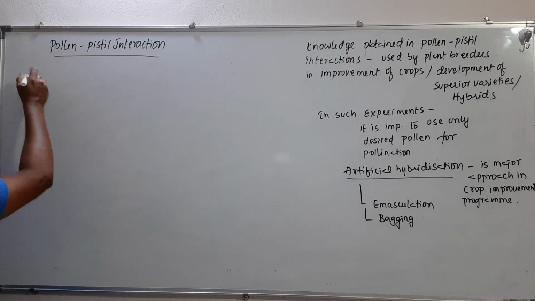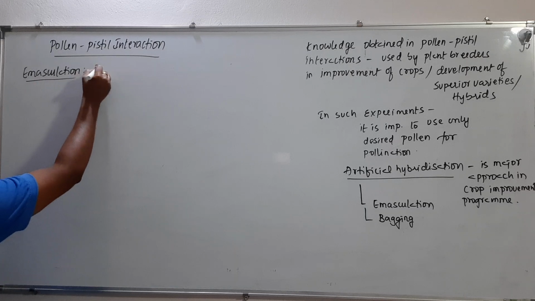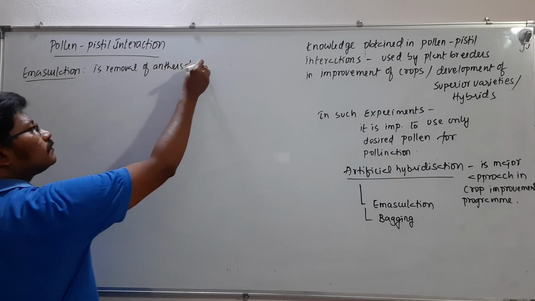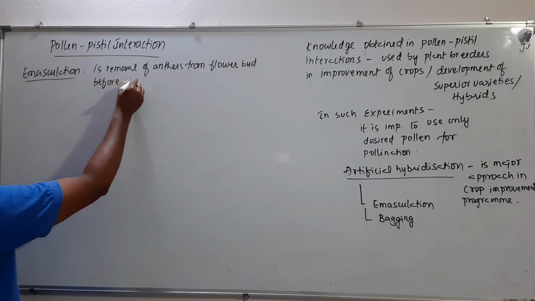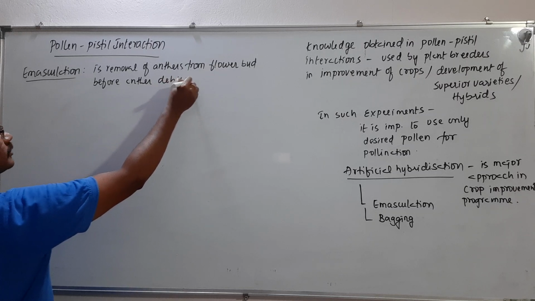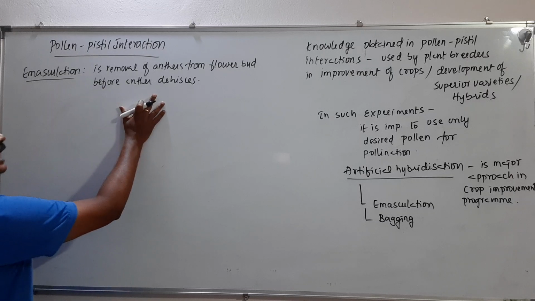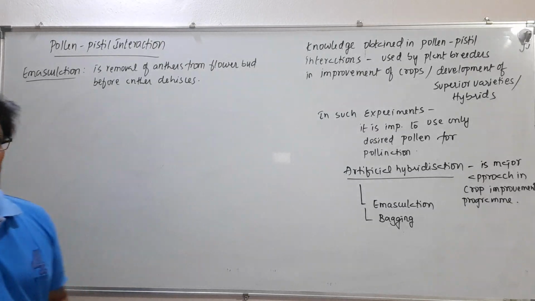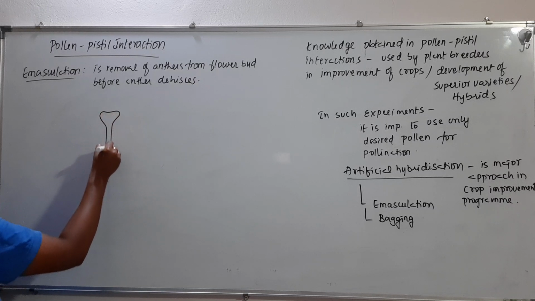First, emasculation is removal of anthers from the flower bud before anther dehiscence. This process we call emasculation. It helps in preventing self-pollination. So here we'll see that in a flower.